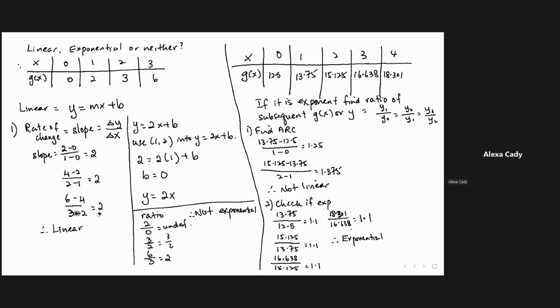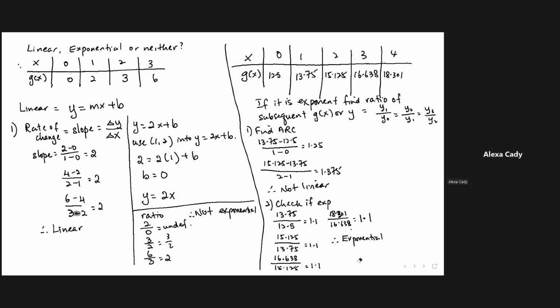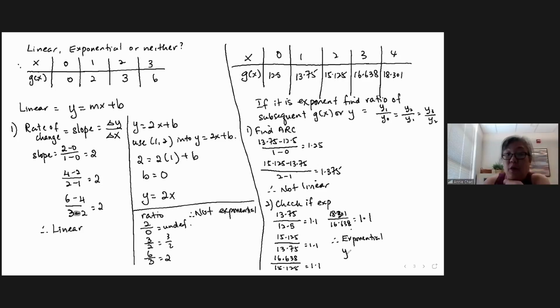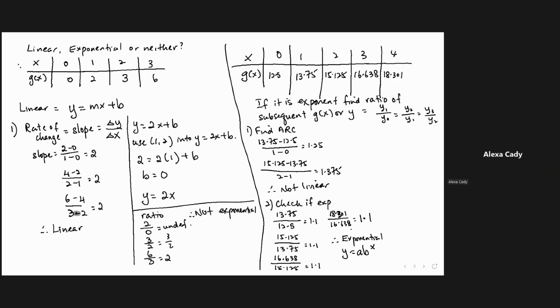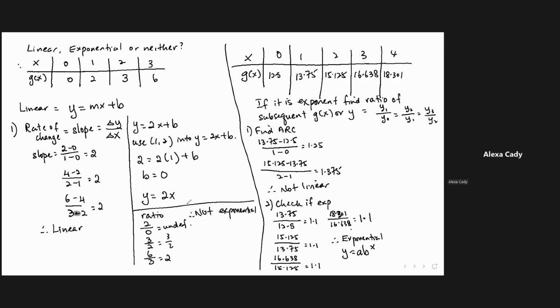But first you have to decide whether it is linear. If it is linear, then obviously you're going to use the y equals mx plus b equation. If it is exponential, then obviously you're going to be using y equals a b to the x, right? Because if it is linear, you cannot use the exponential equation to find the equation, because it just doesn't make sense. You get that? Yeah, I got it.